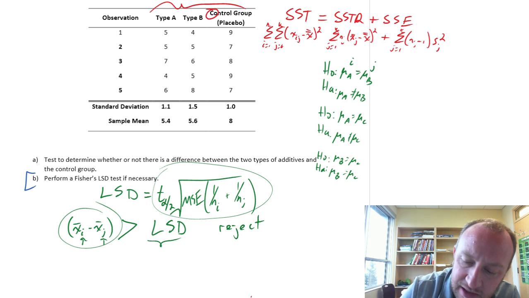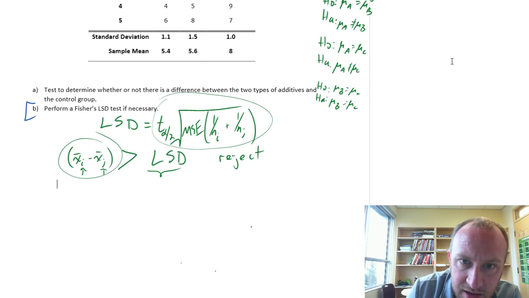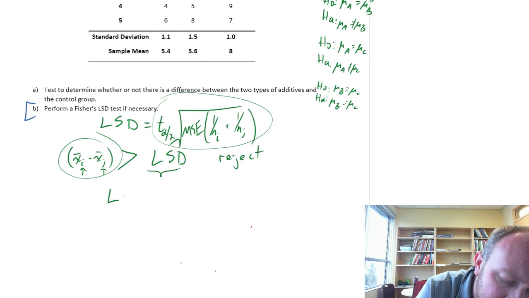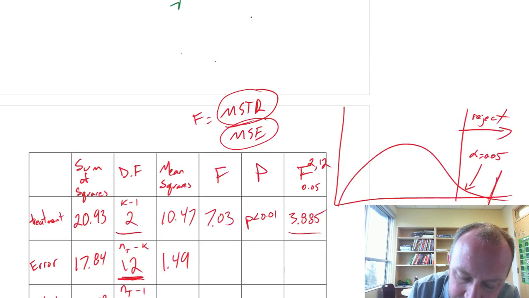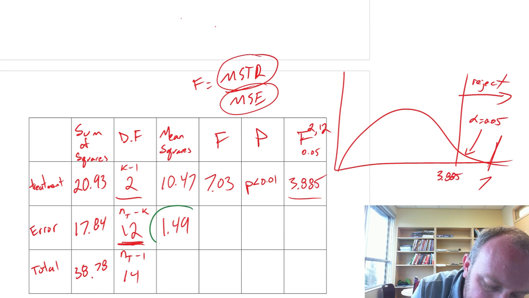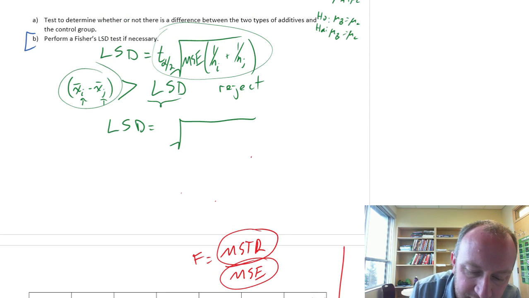So let's squeeze this in. I'll scroll down a little bit. Let's fit our LSD in here. Oops, so we need our MSE from our ANOVA, which we calculated here was 1.49.